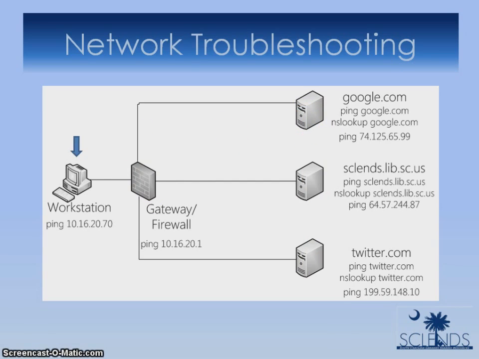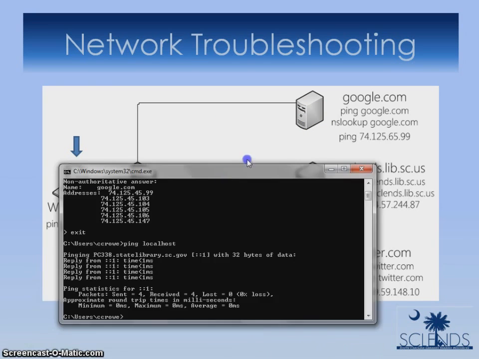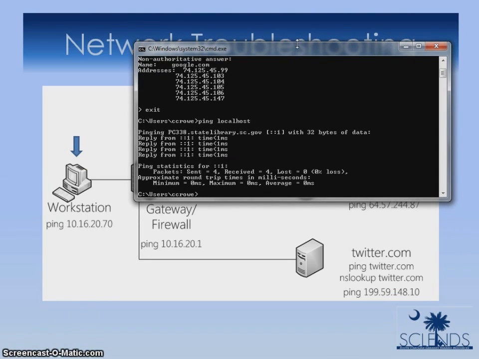First, we started with localhost. Here's my own workstation. So bring my command prompt back in. Now I can look at my IP address.